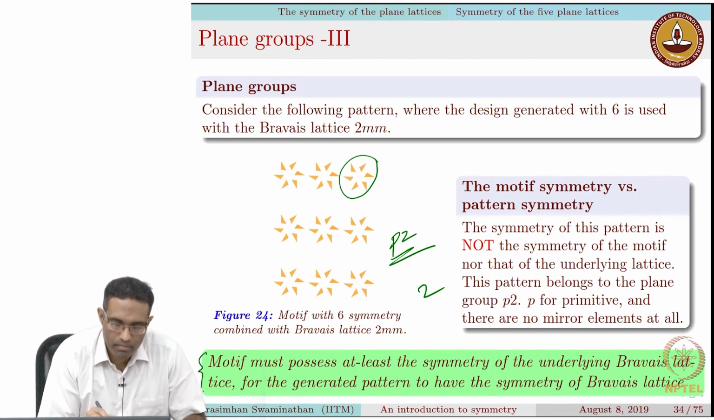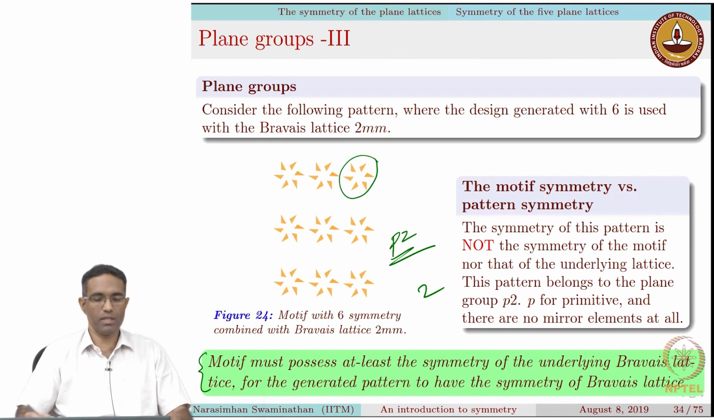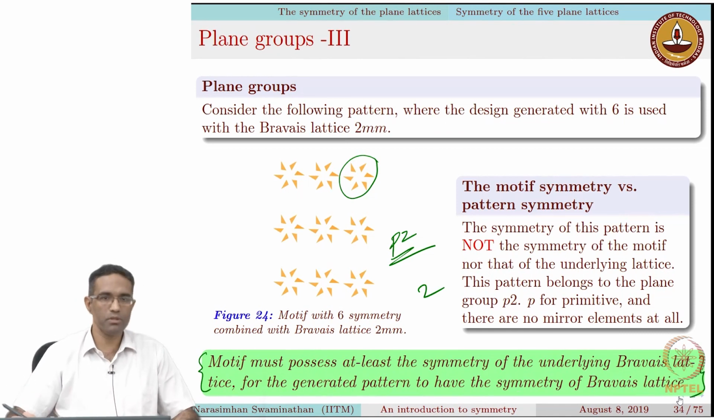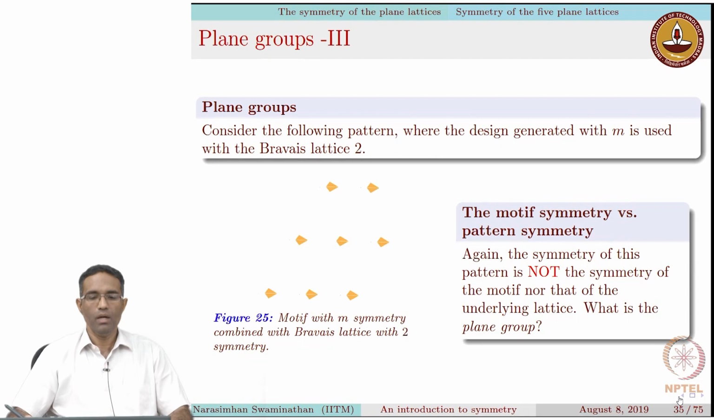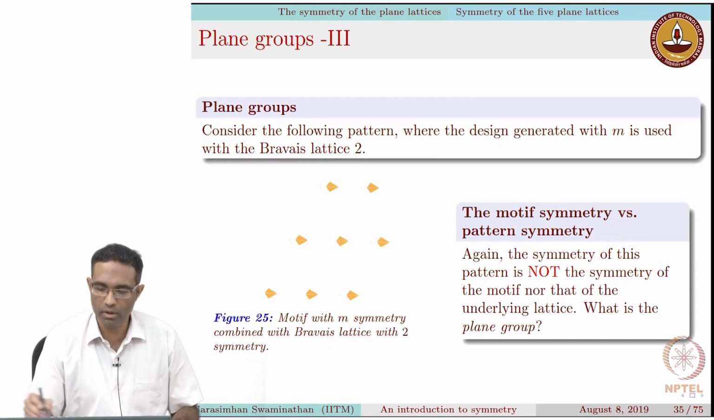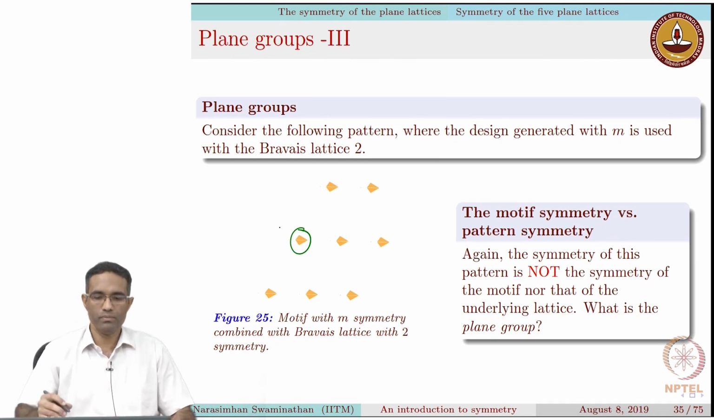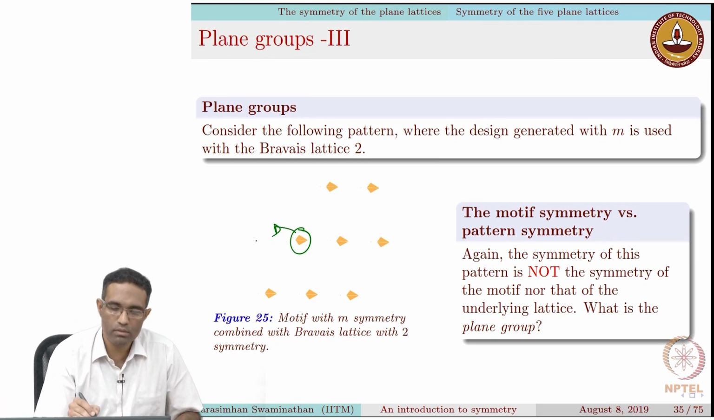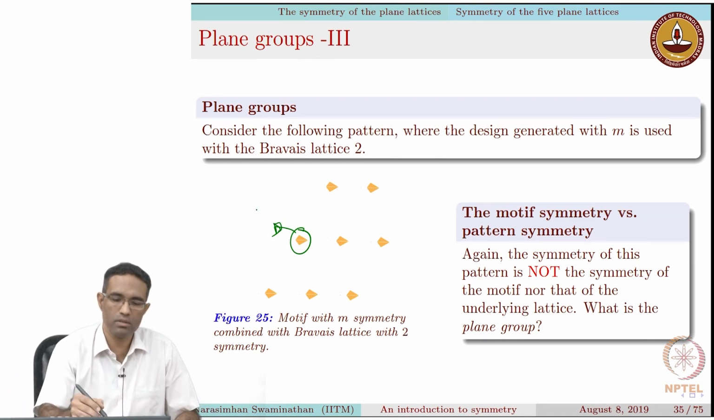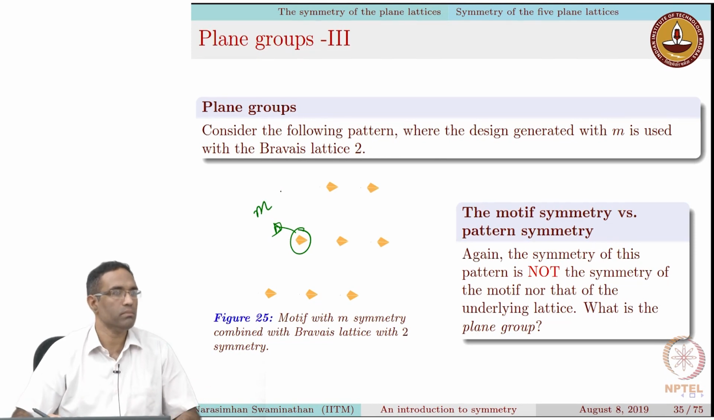So generally, it so happens that the motif must at least possess the symmetry of the underlying Bravais lattice, so that the generated pattern does not lose the symmetry of the underlying Bravais lattice. Okay, this seems to be happening at least in the examples that we have looked at. Now let us consider this one. So consider the following pattern where the pattern being put at all the lattice points has only the symmetry M. The only thing is M.